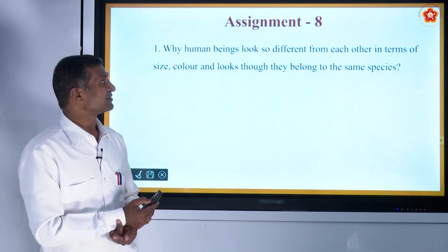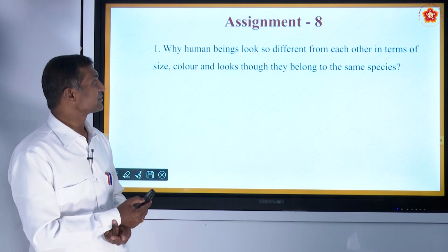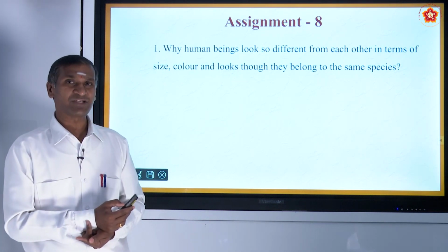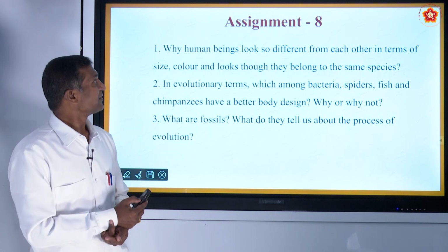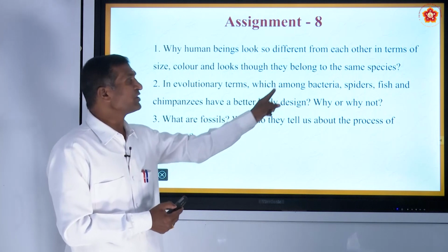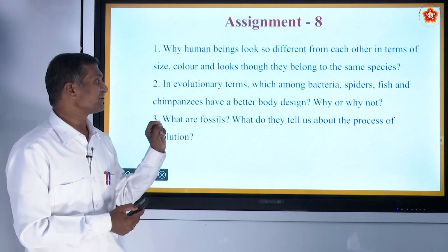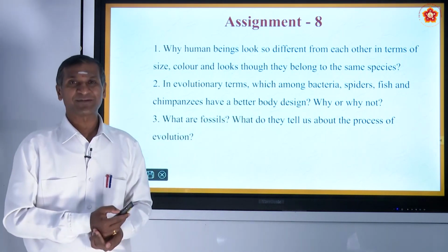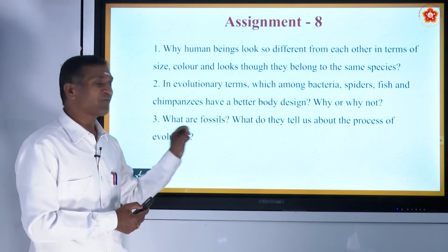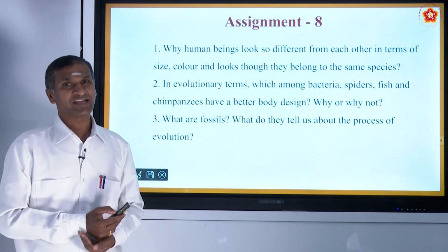Why do human beings look so different from each other in terms of size, color and looks, though they belong to the same species? In evolutionary terms, which among bacteria, spiders, fish and chimpanzees have a better body design? Why or why not? Third question, what are fossils? What do they tell us about the process of evolution?